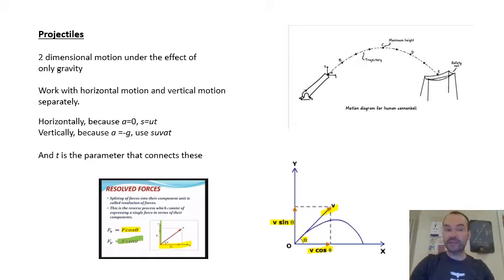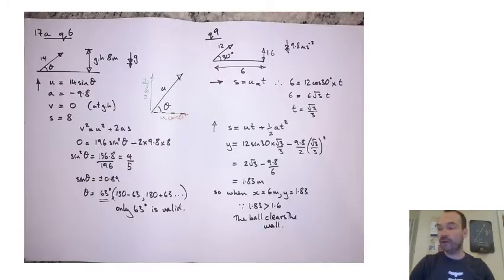Vertically, because the acceleration is minus g, we're going to use SUVAT again, like we did in Year 12, and those formulae are on the formula sheet. t will be the parameter that connects those two ideas in a question that involves simultaneous equations. And that is often what the best questions do in this case. So if you have a look at 17A, question 6 and question 9, I'll go through them. Now I've learned that I don't actually have to stop speaking. You can pause the video while you read them.